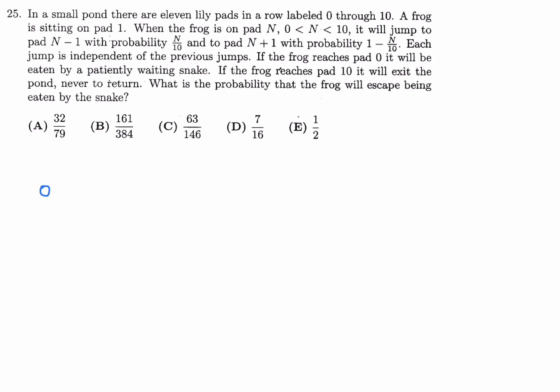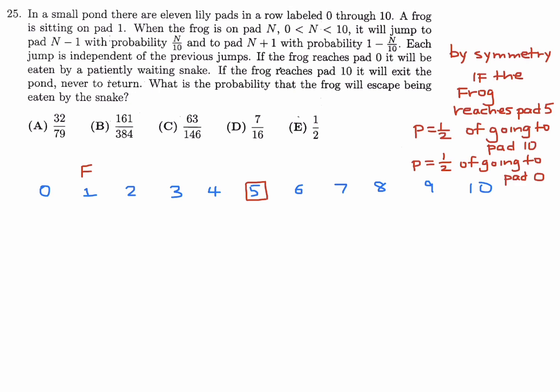So we have pad 0, 1, 2, all the way up until pad 10. Now, a really helpful thing to realize in this question is that the frog starts here, right, at pad number 1. But if the frog reaches pad 5, then, because of the symmetry of this diagram, it has half the probability, 50% of going all the way here, and 50% probability of going there. So that's very important. So by symmetry, if the frog reaches pad 5, the probability is 1/2 of going to pad 10, and the probability is 1/2 of going to pad 0, where the snake is. So we are interested in him obviously going away and escaping.